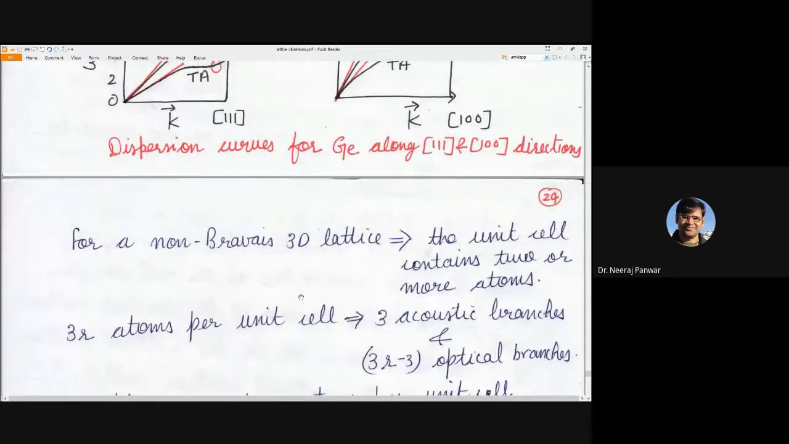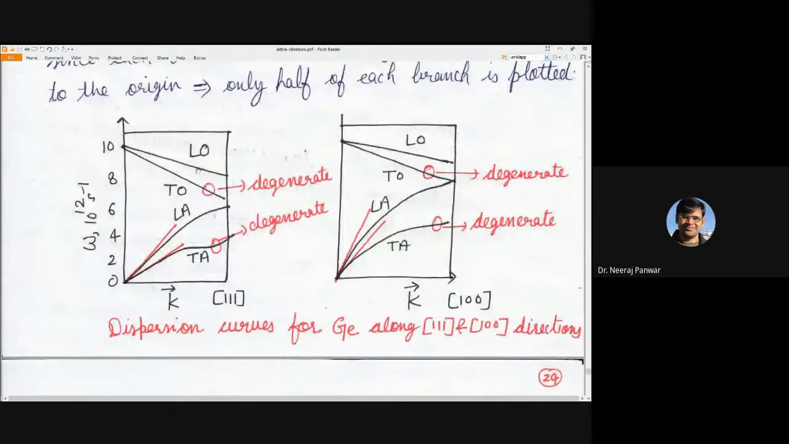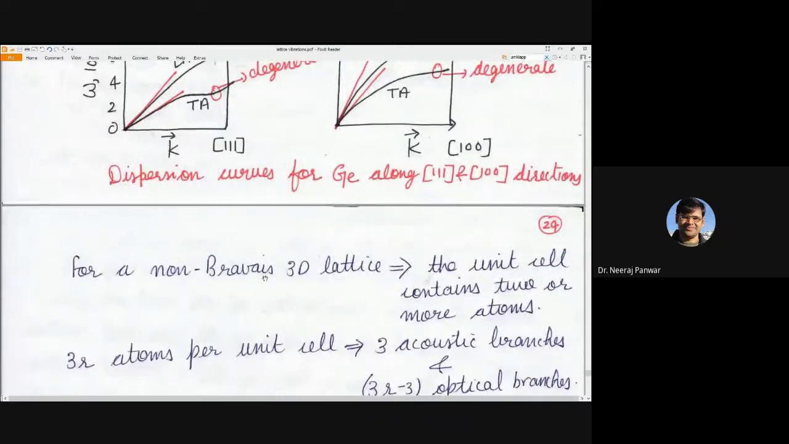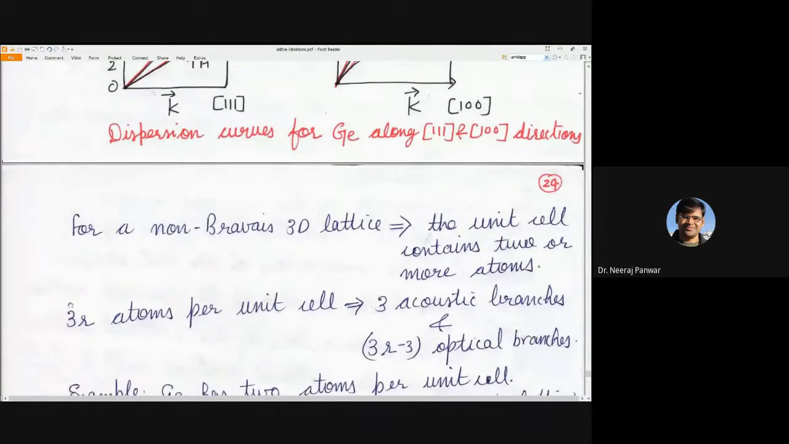Now we can see how we decide that for a diatomic lattice vibration we will have 6 branches, and for a monoatomic lattice vibration we will have 3 branches. We need to ask what is the rule for this. So for a non-Bravais lattice, which means the unit cell contains more than one atom, if there are any arbitrary number of atoms per unit cell, 3 of them would be the acoustic branches and the remaining 3 would be the optic branches.